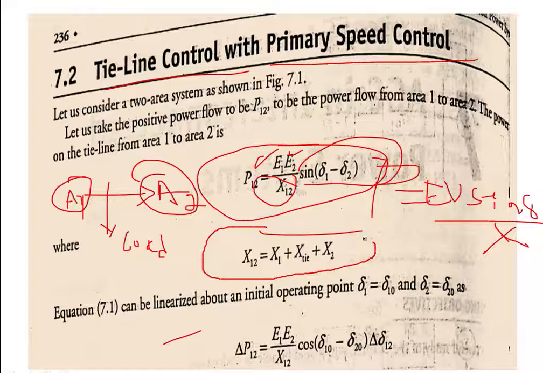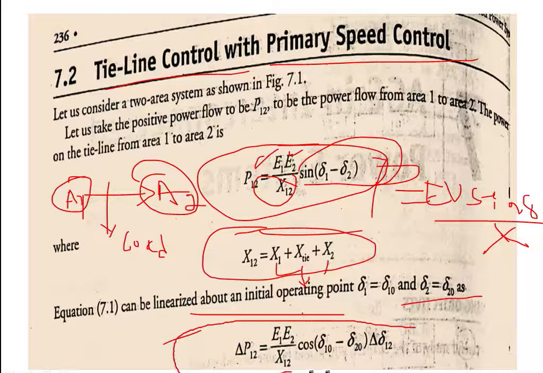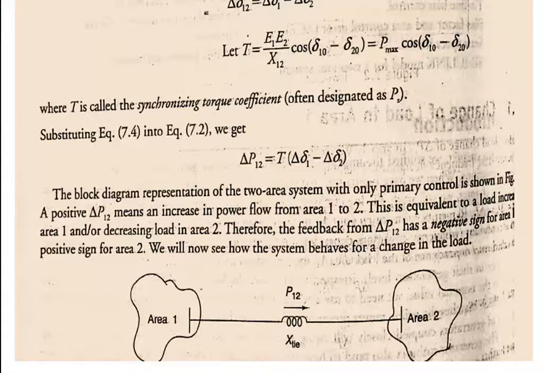Then the total reactance is considered as the reactance of generator 1, the reactance of generator 2, and the tie line reactance, that is X. So from the equation, you have to rewrite it as a linearized equation. So sine becomes cos. The change in delta can be represented as delta 1. Okay, so delta 1 is like this.